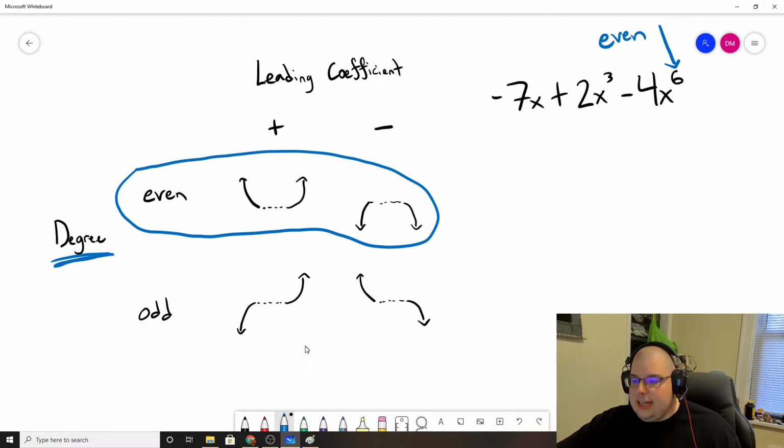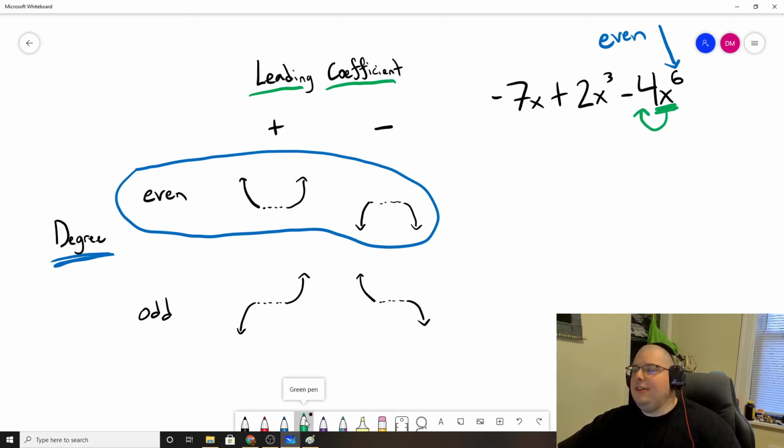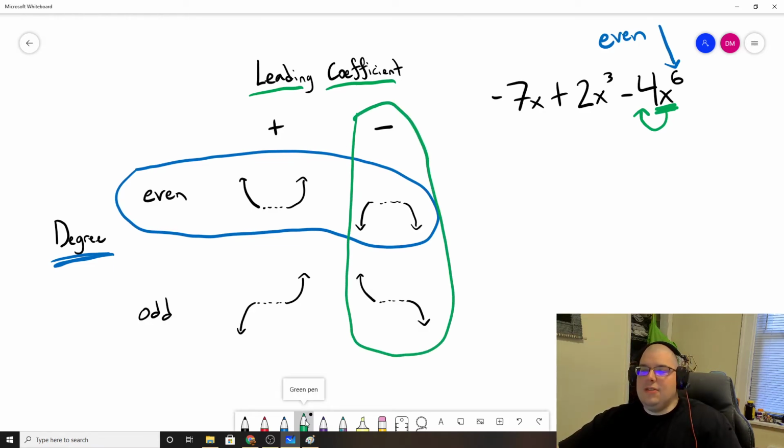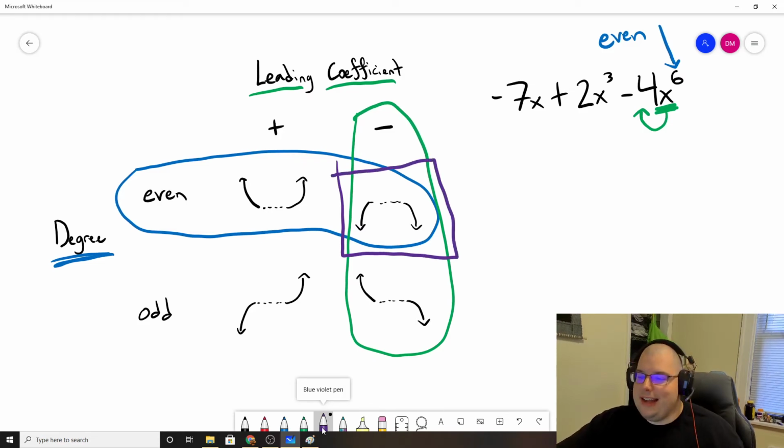And then, of course, the leading coefficient is always the number directly in front of that variable with that sign, which is a negative 4, and so we're circling that negative column. And the thing that gets circled twice, in the circle for the degree and the circle for the leading coefficient, is our answer for the end behavior. And so that is our end behavior this time, where we have both arrows pointing downwards.